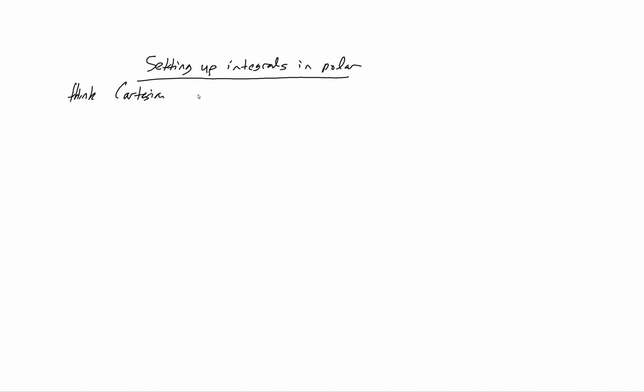Okay, I'm going to give an example of how to set up an integral, and just a general way to think about setting up integrals in polar coordinates. Really, what I want to point out to you is that it's not that different from Cartesian coordinates. It seems like it, but there's a way to think about it in a Cartesian way and a polar correction. So think Cartesian, but add a polar correction.